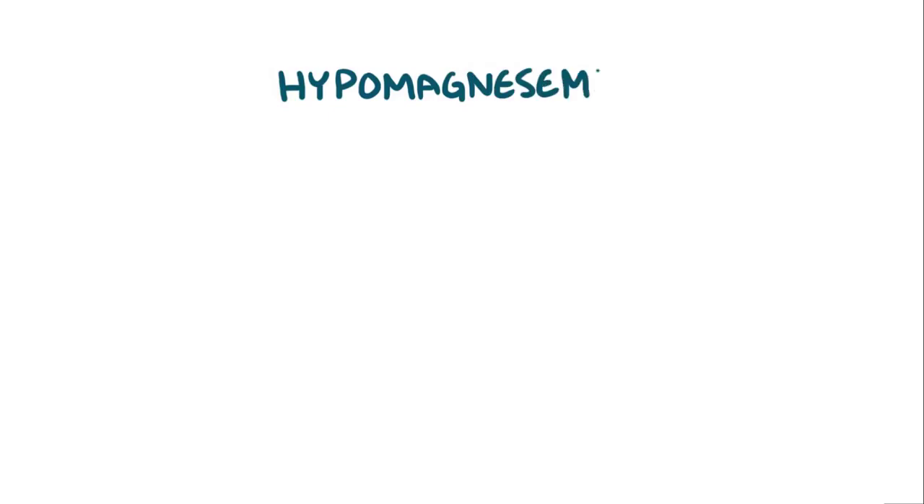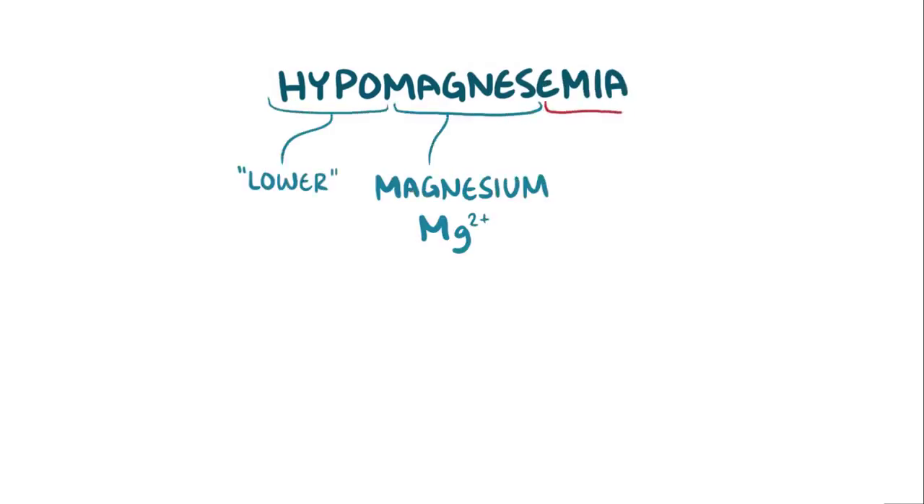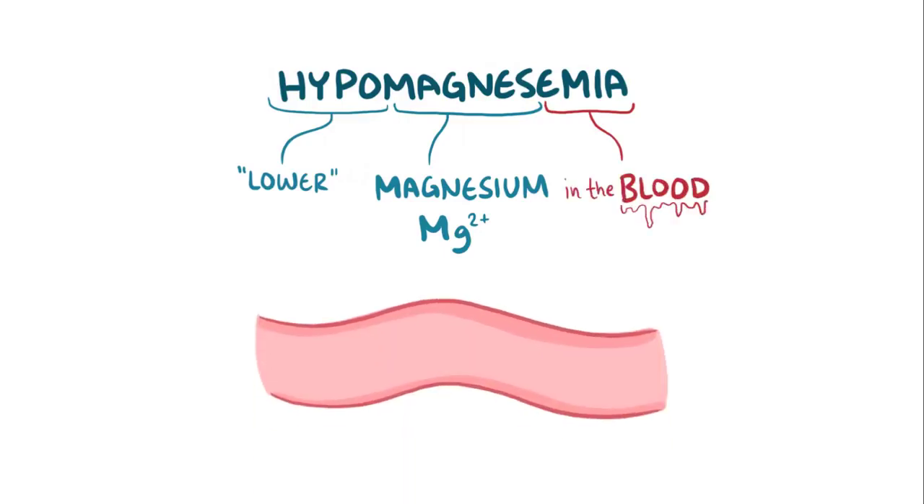With hypomagnesemia, hypo means lower, magnes refers to magnesium, and emia refers to the blood. So hypomagnesemia means lower than normal magnesium levels in the blood, and symptoms typically develop at levels below 1 milliequivalent per liter.